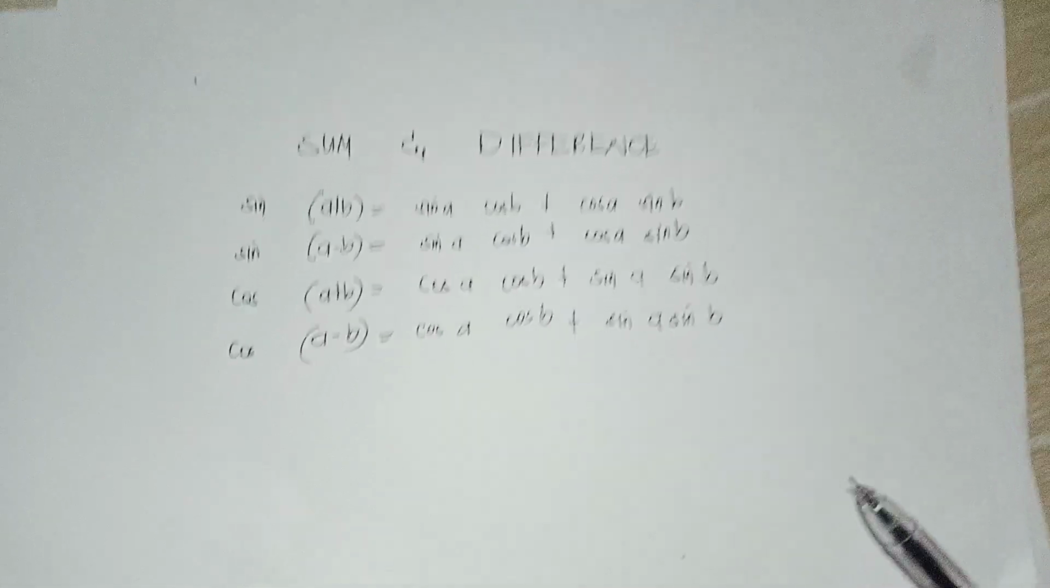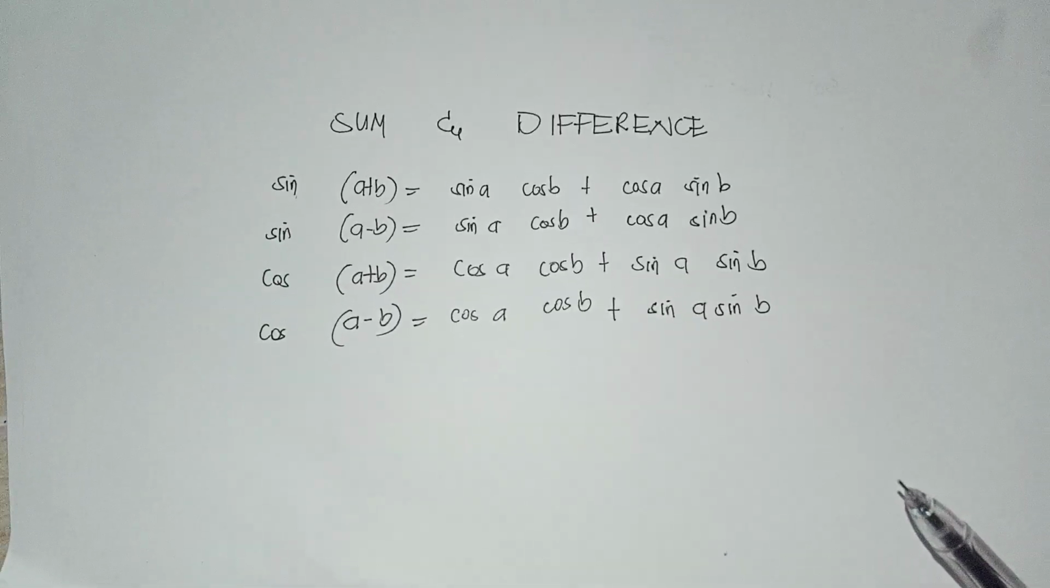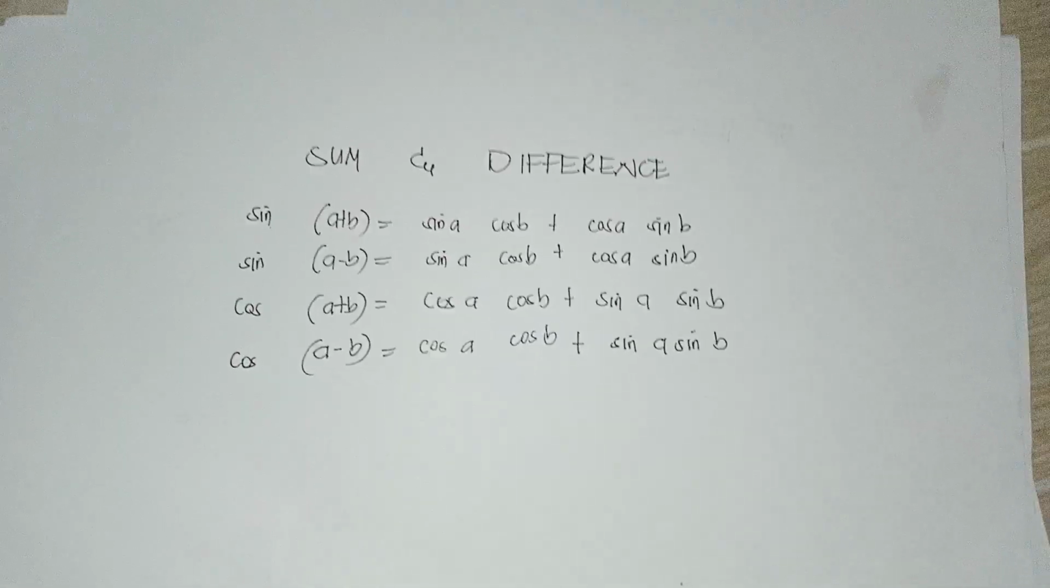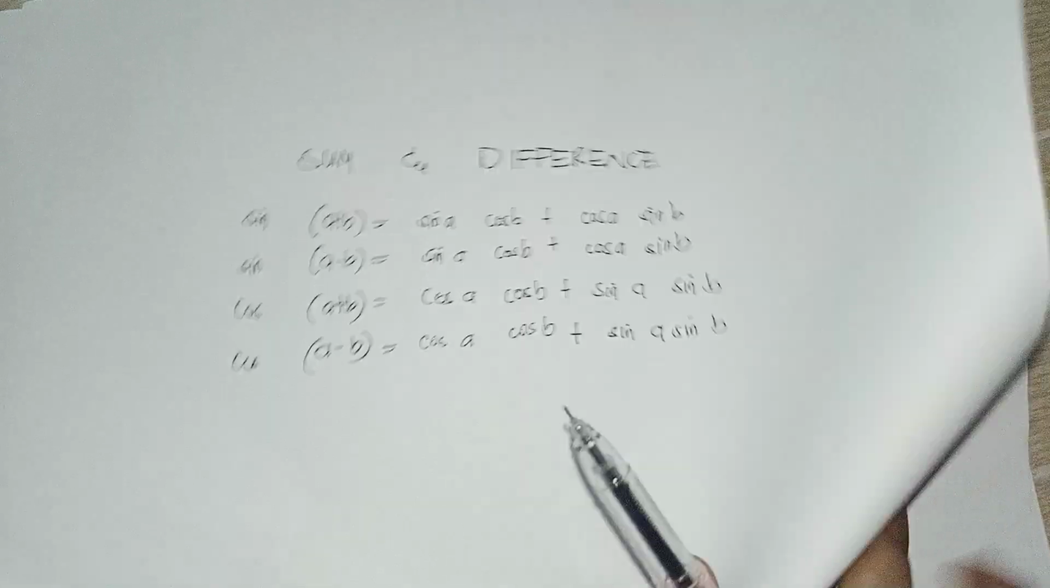So, in sum and difference, I will give you an example to solve. I have an example. Find the sine of 105. First step, find the numbers that if you add or subtract, the result will be 105.